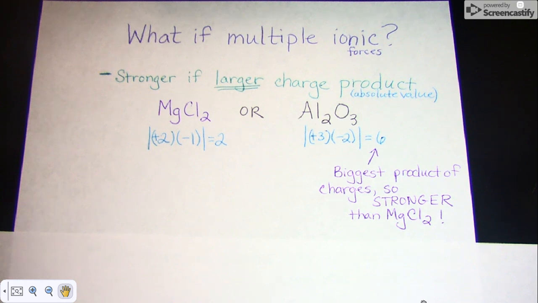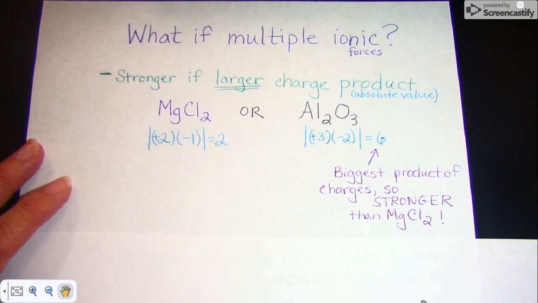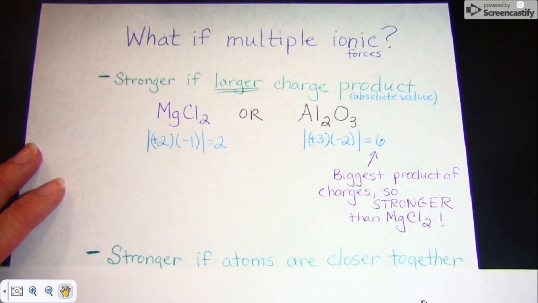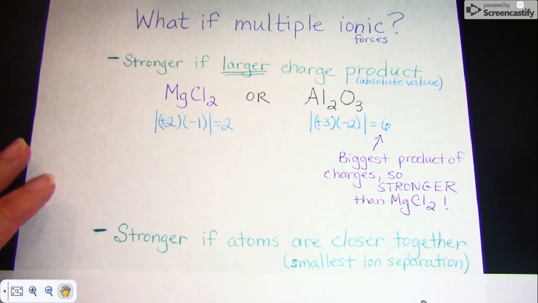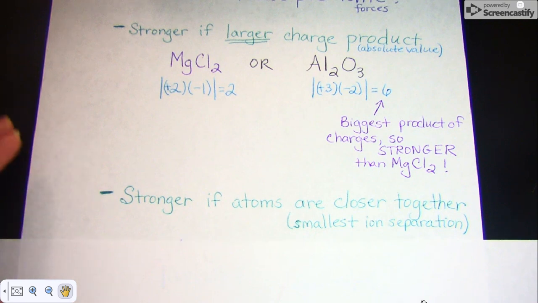That means it'll have a little higher melting point, a little higher boiling point. We'll stay together a little longer. It is stronger. Now, what if that doesn't work? So we are going to have another second rule here. And it says that if this is going to be stronger, you're going to have the atoms that are closer together. So the smaller the separation between the ions, or the smaller ion separation, makes them stronger. So smaller is stronger in ionic.